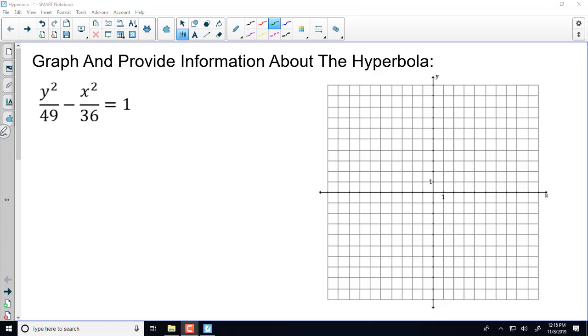Thanks for joining me. With hyperbolas, there's so much going on that we don't really have time to talk about all the theory involved, so we're just going to focus on getting that sketch drawn and then telling people some information about the sketch. So let's get started. This hyperbola right here is going to open up and down because we have the y squared as the positive term and the x squared term is behind the minus sign. So we are going to draw a hyperbola that opens up and down.